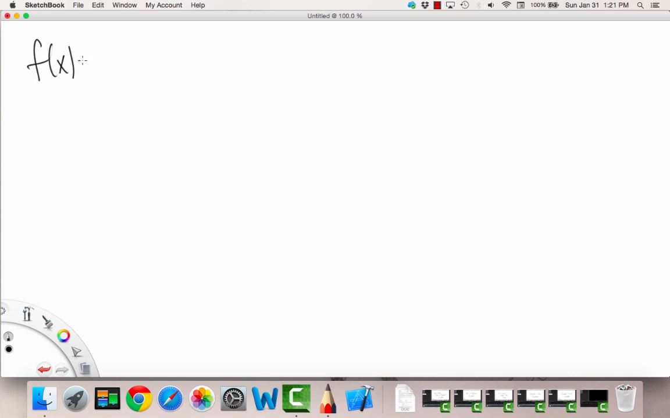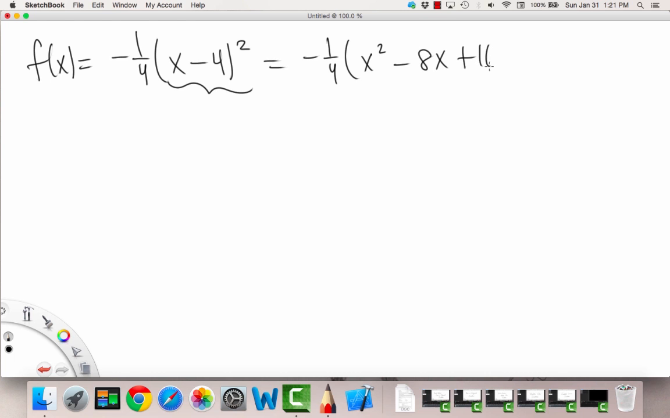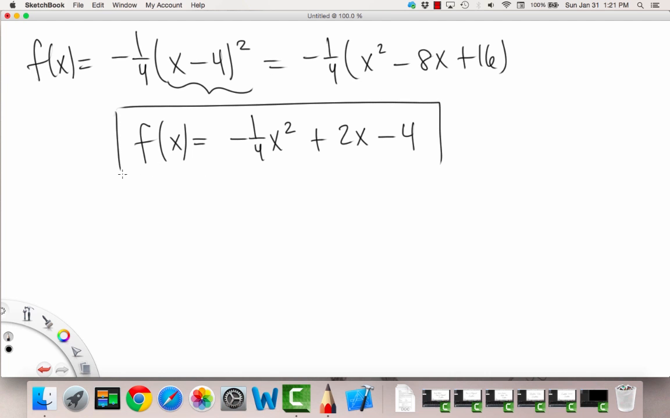So we have f of x is equal to negative 1 over 4 times x minus 4 squared. We're just going to FOIL this out, okay? So when we do that, we get negative 1 over 4 times x squared minus 8x plus 16. Now we just distribute that negative 1 over 4, and we ultimately end up getting negative 1 over 4 x squared plus 2x minus 4. Okay? So that's our answer in standard form, just as well as in vertex form, which is the one seen here.